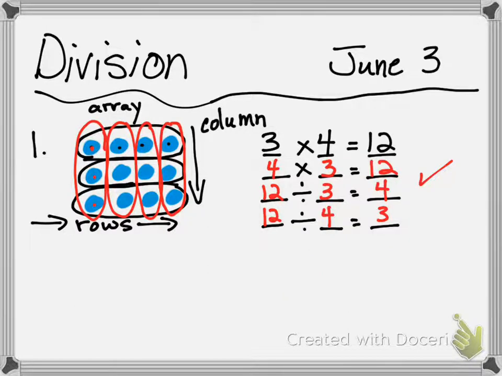Okay, what I'd like you to do for number 2 now is draw an array that matches this multiplication sentence. So you're going to draw dots in rows and columns for number 2 that matches this multiplication sentence. Okay, so somewhere beside that, you're going to have to either draw 3 rows of 6 or 6 rows of 3. Okay, it'll work either way. Okay, so pause the video.